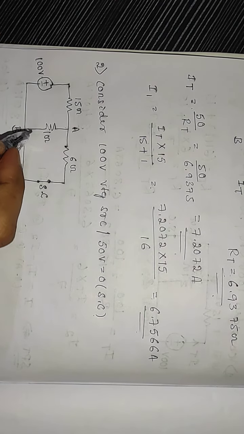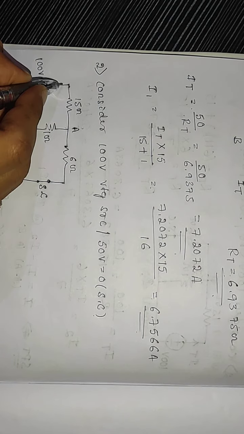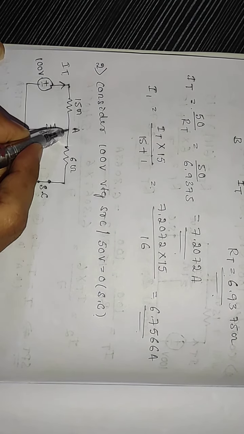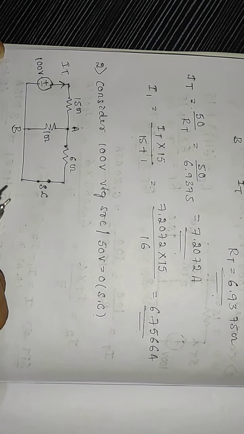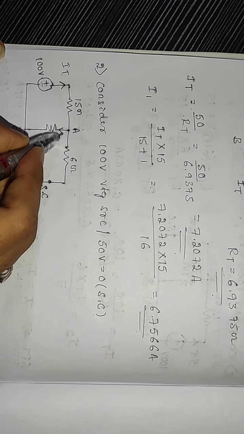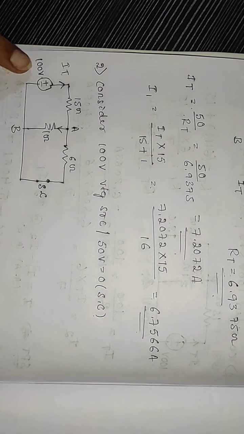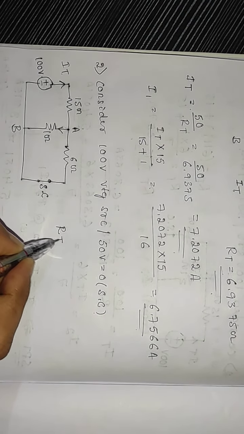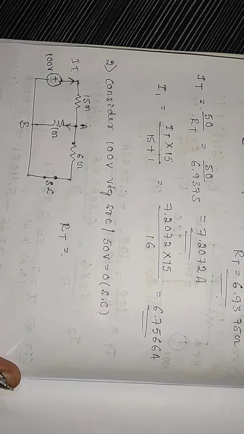So, the current direction in the 1 ohm. Here the total current will flow from the positive terminal, right? That will divide at this node. So the current direction is from A to B in the 1 ohm resistor due to 100 volt, right? Here again find the total resistance.